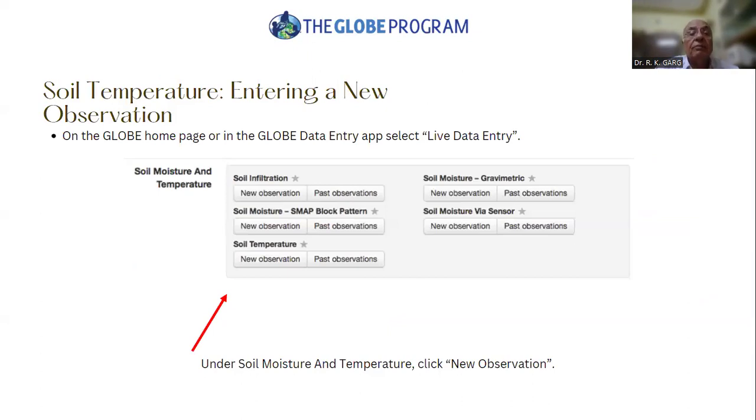Now, all the data which are taken should be entered in the live data entry of the GLOBE site. So for entering new observations, on the GLOBE homepage we go, and we have to log in as per your school login. Then you have to fill out all the different things, like soil infiltration, last observation and new observation, soil moisture content, how you have taken the soil moisture content, soil temperature, whether you have done soil moisture by the gravimetric method or by any other method, and whether the soil moisture has been taken by sensors or not. All this moisture and temperature is to be recorded in the GLOBE observation site. Next, please.